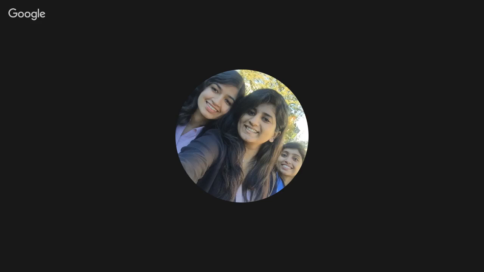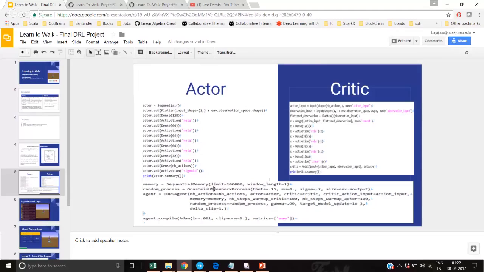There is a random process which is generated. Initially, some randomness is given, where I tried changing here. It's still given 0.15 and mu is 0, but I tried changing the sigma and the theta so that I would know how the randomness would have an effect on the model. And then this is fitted into the DDPG agent. So what the agent does is it takes the critic, the actor, the randomness and the number of warm-up steps, and then this would compile.